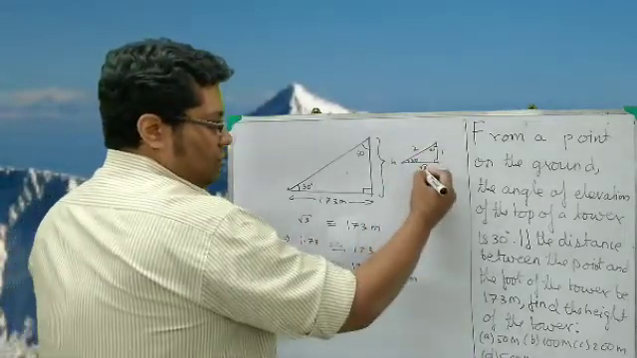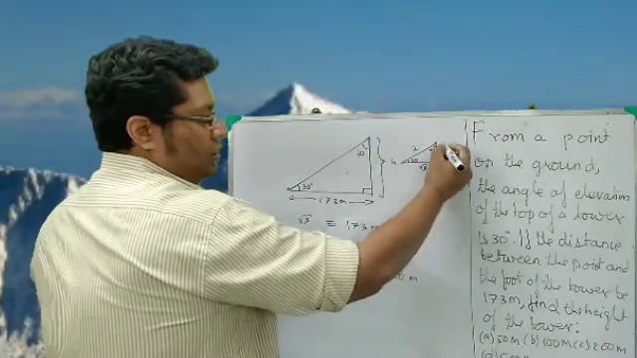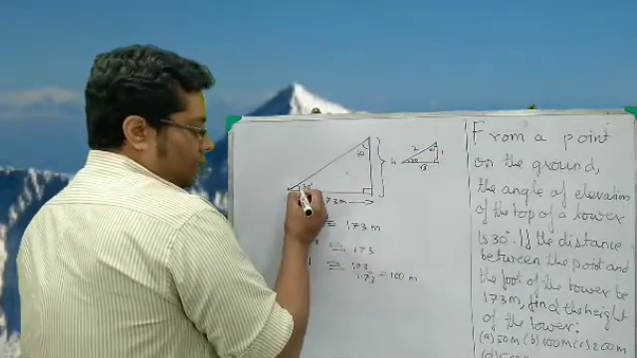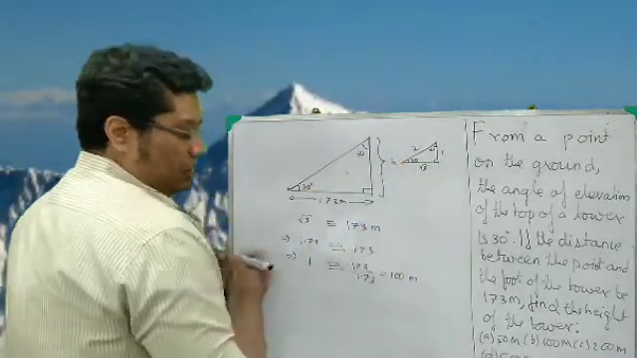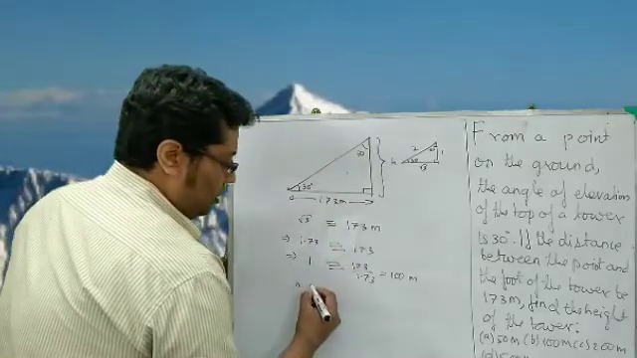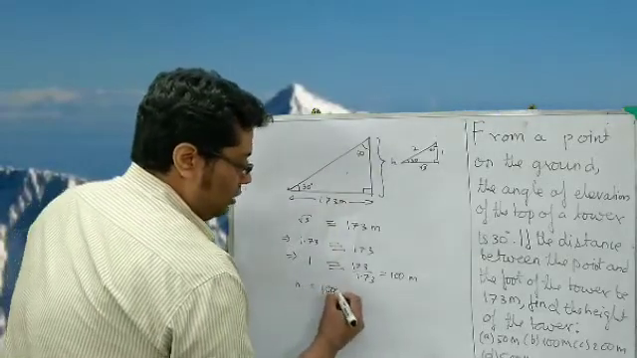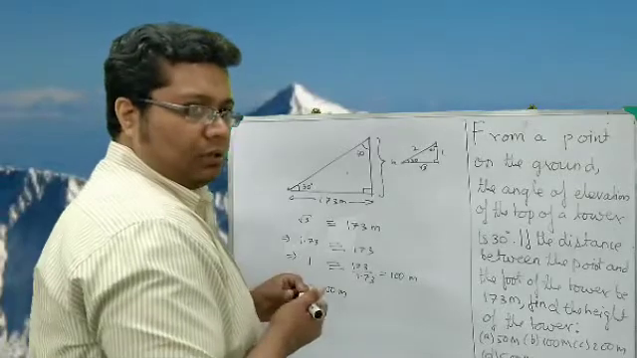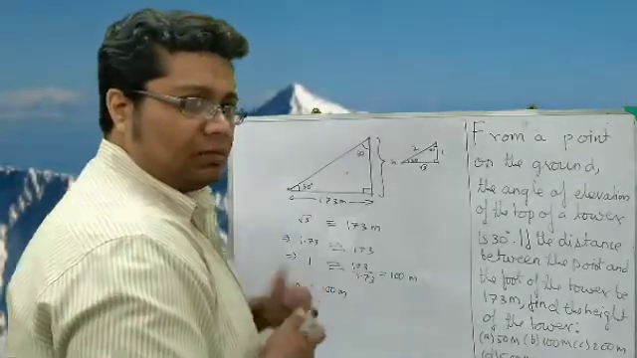Now, if this is root 3, the side opposite to 30 is 1. Now the side opposite to 30 is h here. So that means h here is 100 meter. Done. Pretty simple. What do you say?